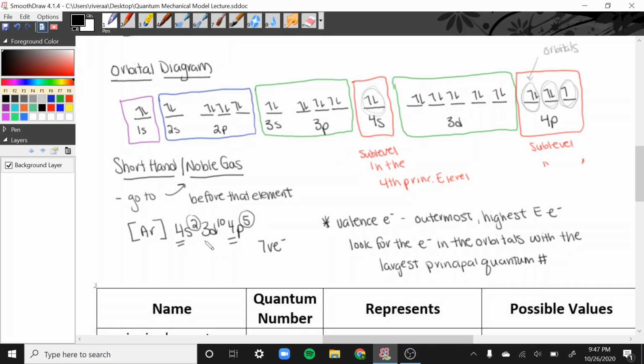So there are some exceptions here with your d and your f electrons. But all you have to do is look for that highest principal quantum number, count up your electrons, and that's your valence electrons. Or you can just look at group number.